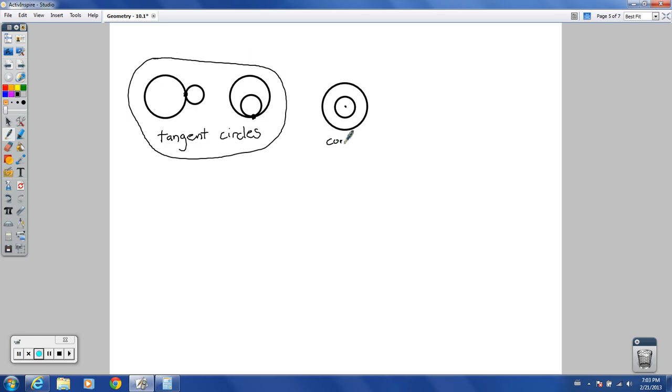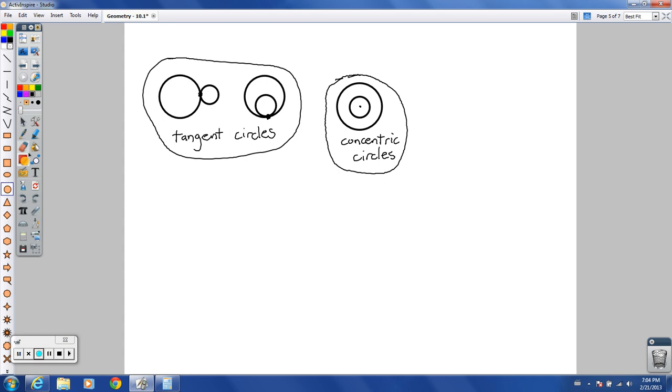These are called concentric circles. Kind of with the same center. Concentric with the same center. So concentric circles have the same center. You could have 3 of them, you could have 4 of them, they all just have to have the same center.